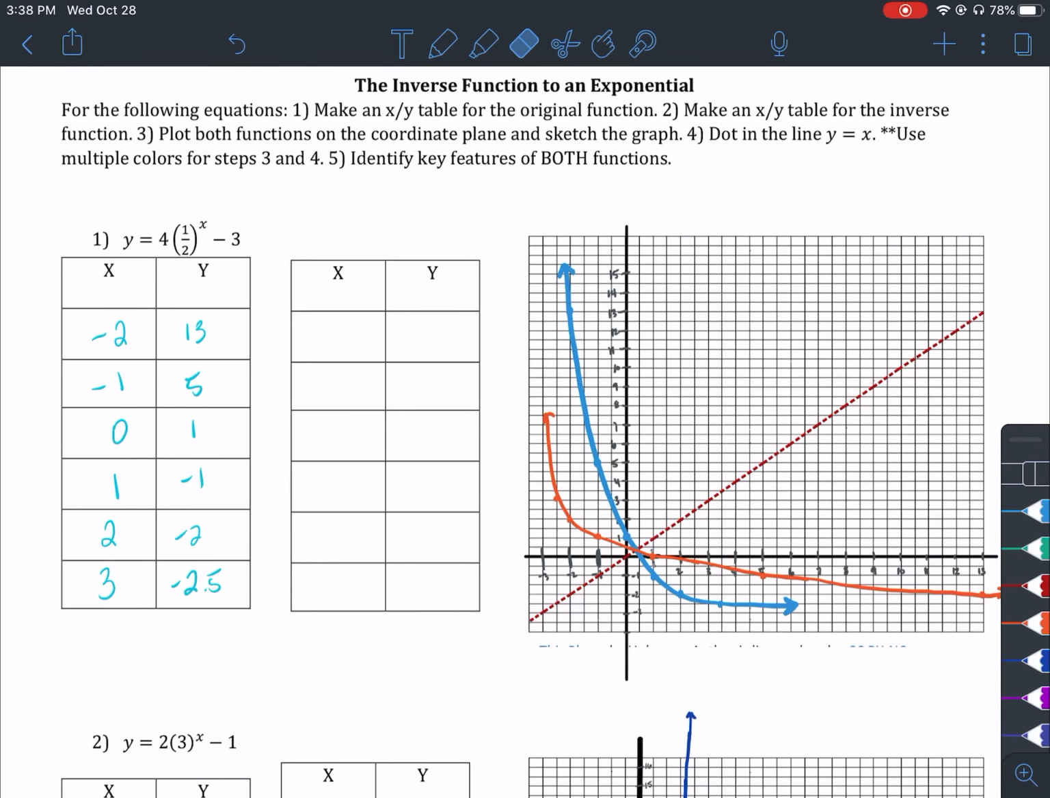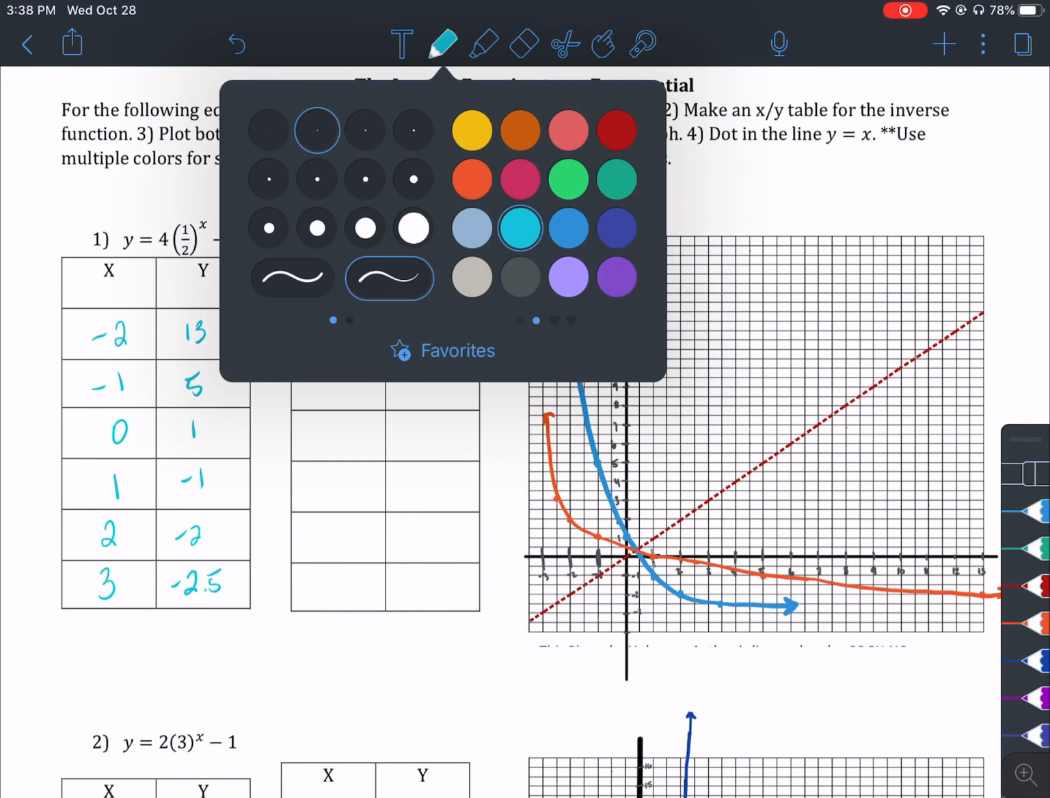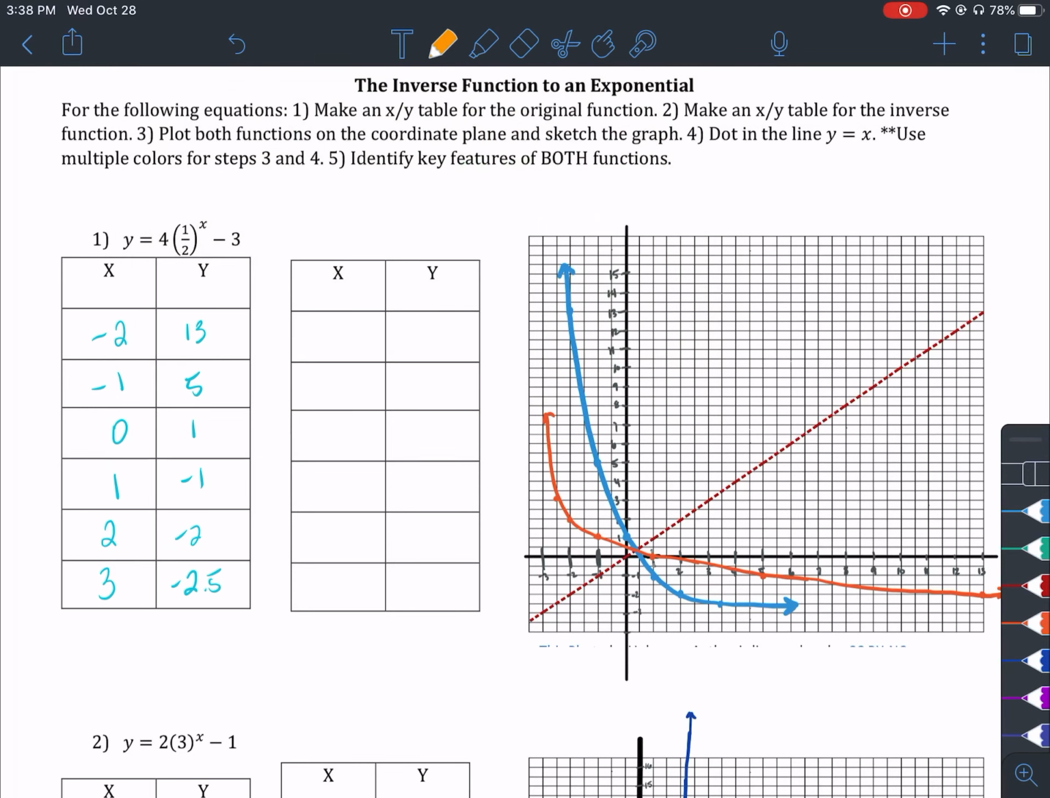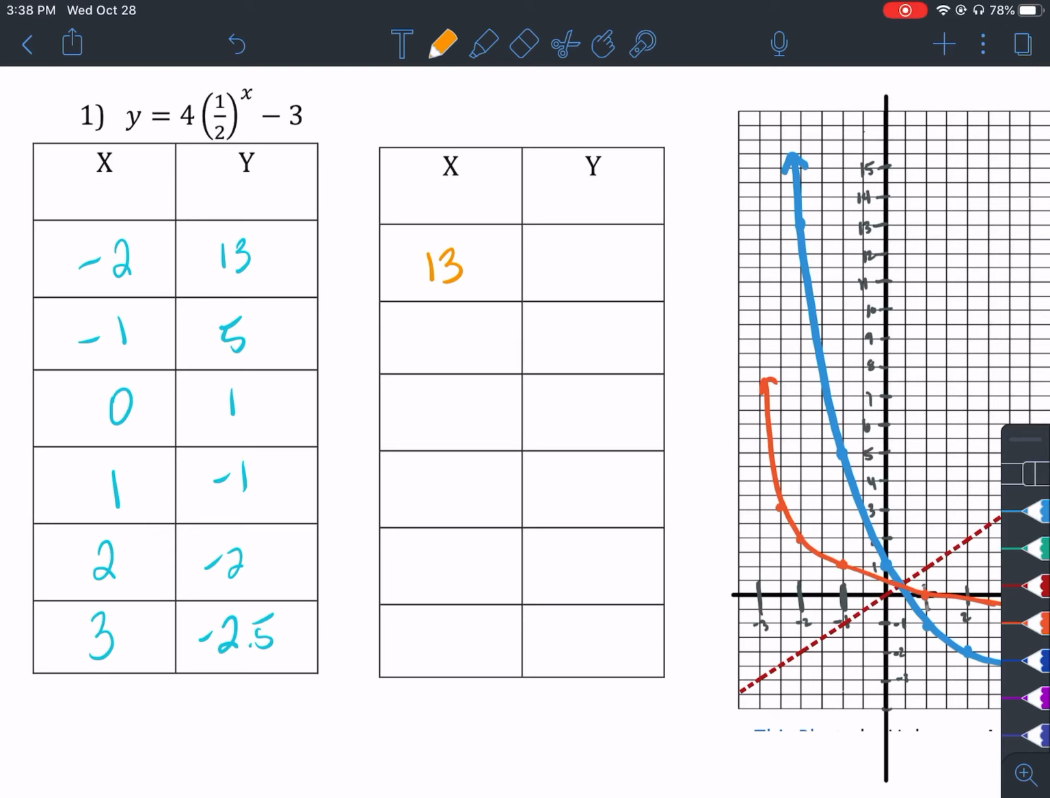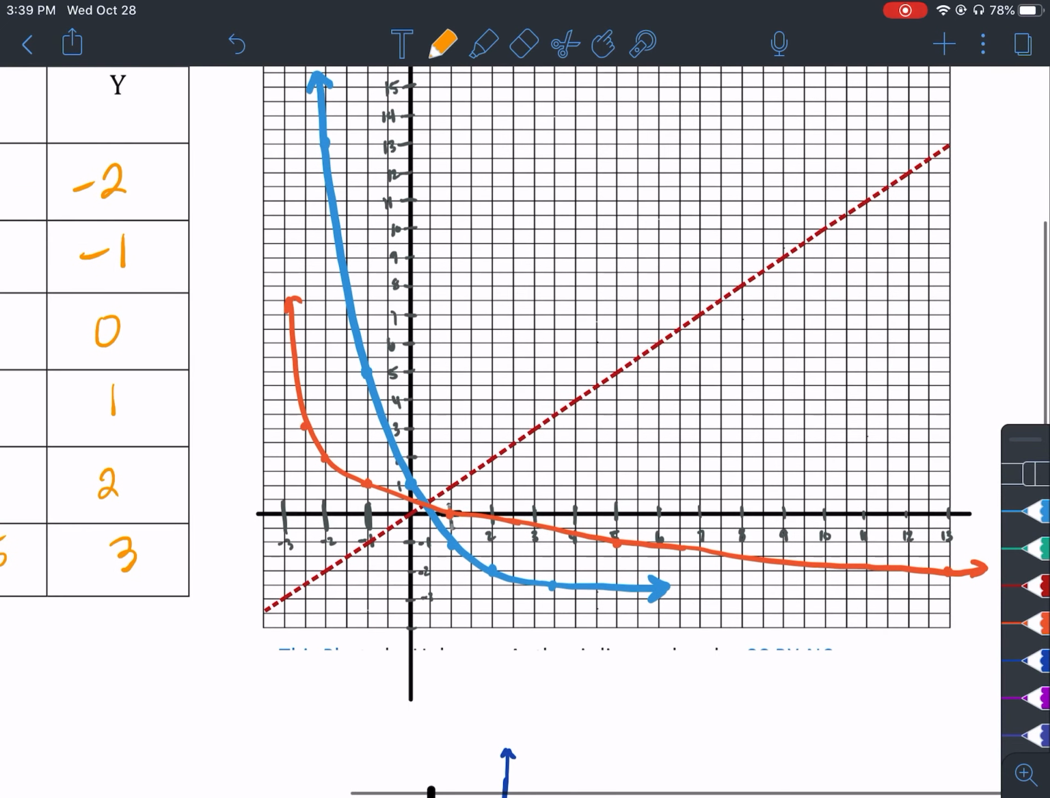So for the time being, we're going to throw that away because we have our coordinate points. Now we know that the biggest relationship between an original function and its inverse is that we switch those x and y's. So here I have the coordinate points of the blue graph that I have sketched on here. In order to get the coordinate points of the orange graph, I just switch these. So 2, 13 becomes 13, -2. -1, 5 becomes 5, -1, and so on and so forth. And these are the points that I have graphed over here.